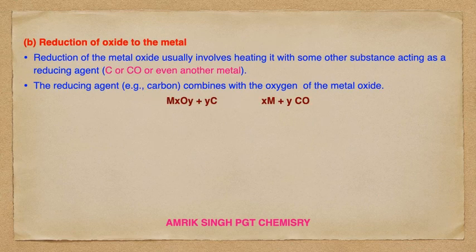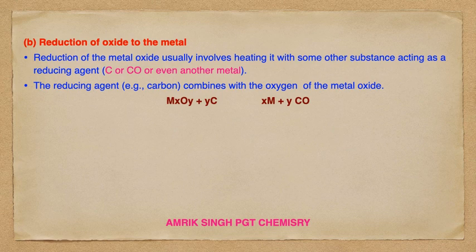Now, reduction of oxide to metal. In the first step, we have converted the ore into its oxide. Now, the oxide will be reduced into metal, crude metal. Reduction of the metal oxide usually involves heating it with some other substance acting as a reducing agent, carbon or carbon monoxide, even another metal may be used.